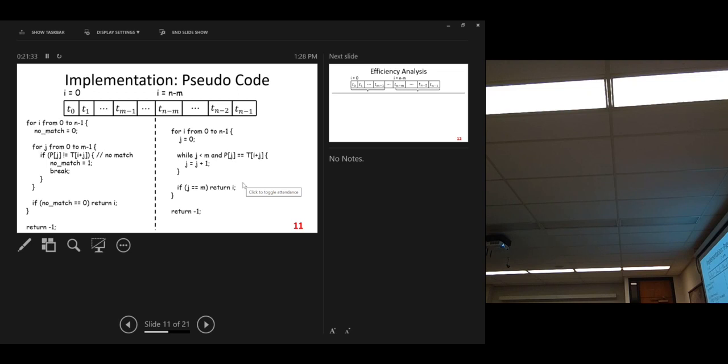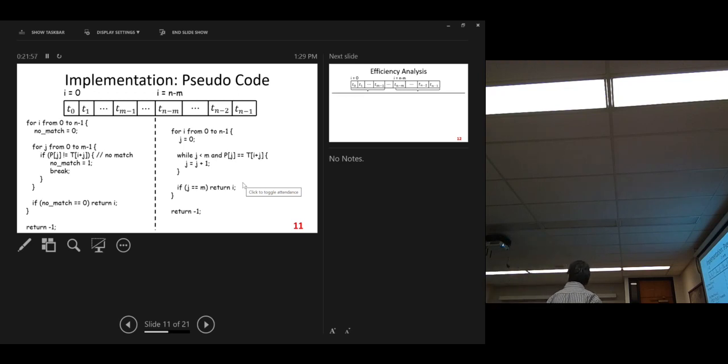But we know this is the brute force method, and usually it's not efficient. Not very efficient. We know the string matching problem is very fundamental. In real-world applications, it is fundamental.